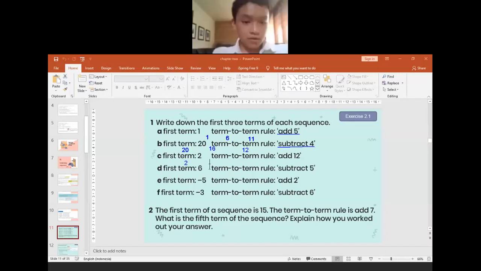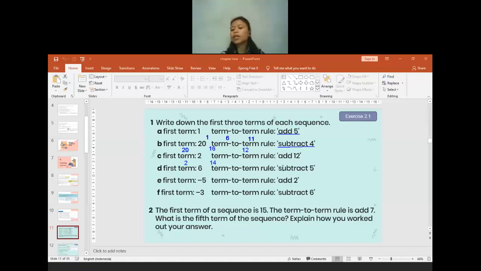14. Okay. After 14, what number will it be? 26. Okay. Is there anyone get confused now? No, teacher. Okay. If no one is confused, so what will be the first term of D?